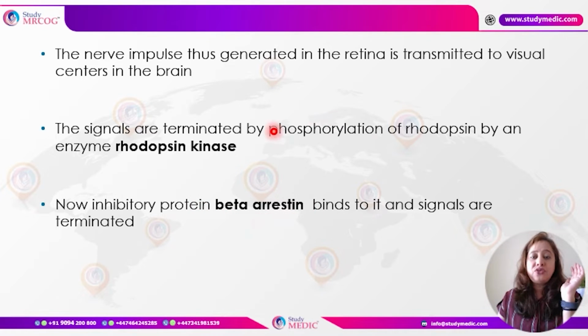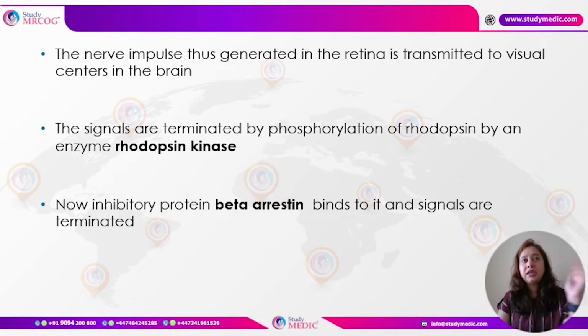So it binds to this rhodopsin which is phosphorylated, and the signals are terminated. Now the rods can fix on another object. So it continuously happens in a very fast manner, so we can easily screen through and have a very good vision.